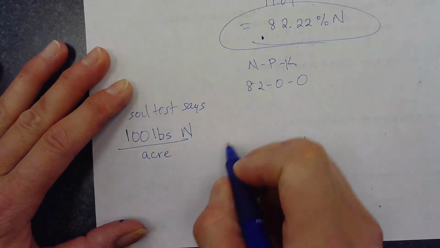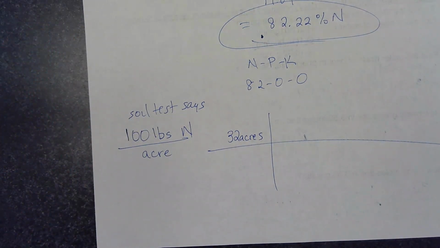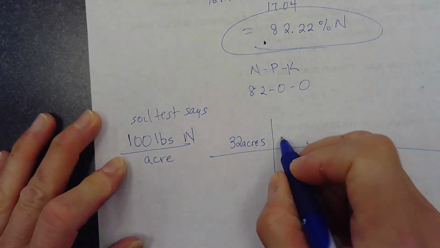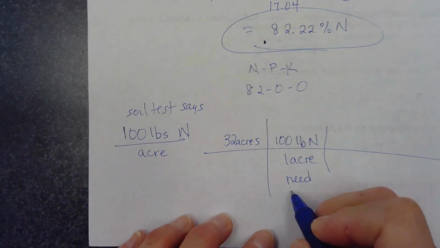And I have 32 acres. This is what's written at my house right now. I have 32 acres, and I need 100 pounds of nitrogen per acre. If I only wanted to put nitrogen down, what would I probably use? Urea. I would not be using ammonium or anhydrous ammonia. I would be using urea because that's what's common now. So what do I know? What does my soil test tell me I need? 100 pounds of nitrogen per acre. So I would say 100 pounds of nitrogen per 1 acre is what I need on the soil test.